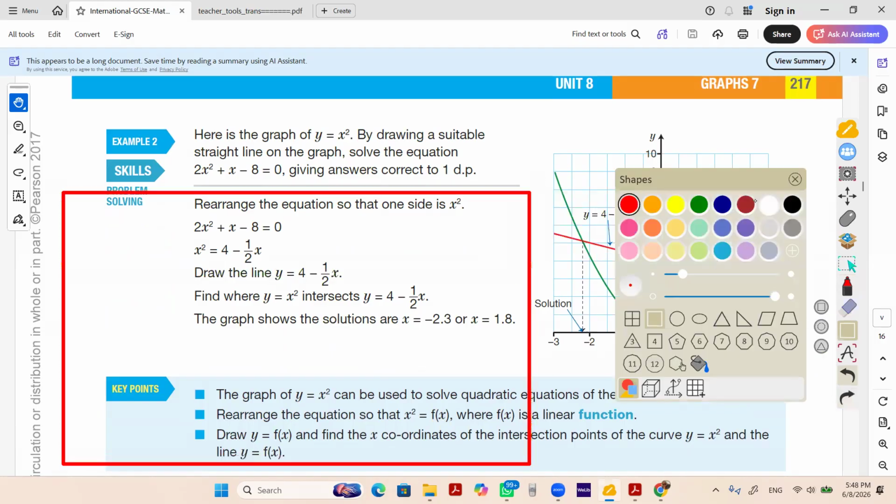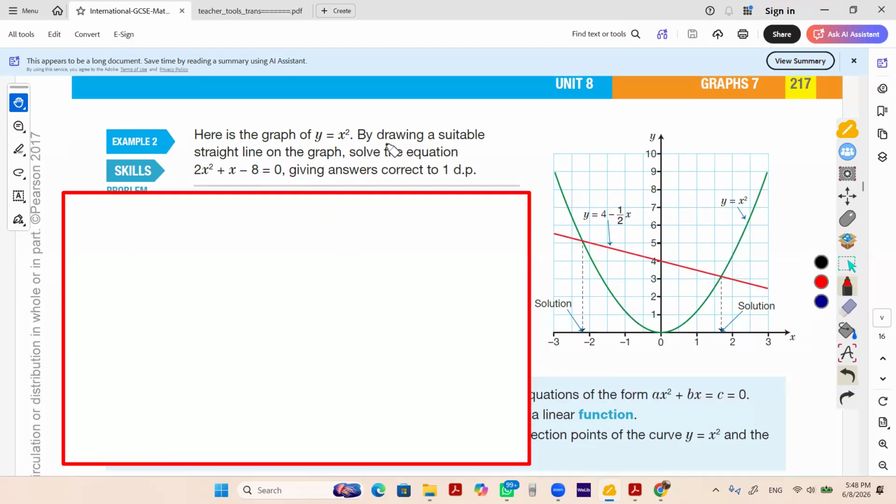The first graph represents y equals x squared.